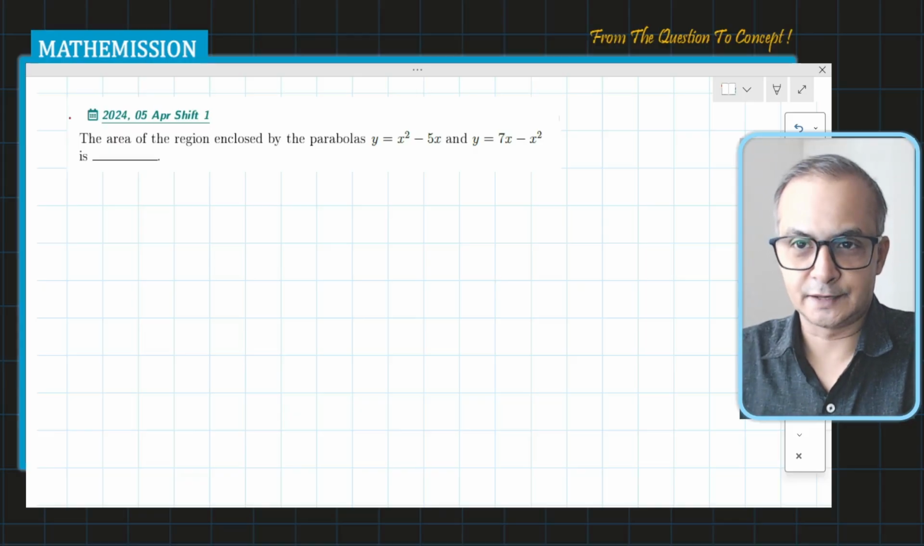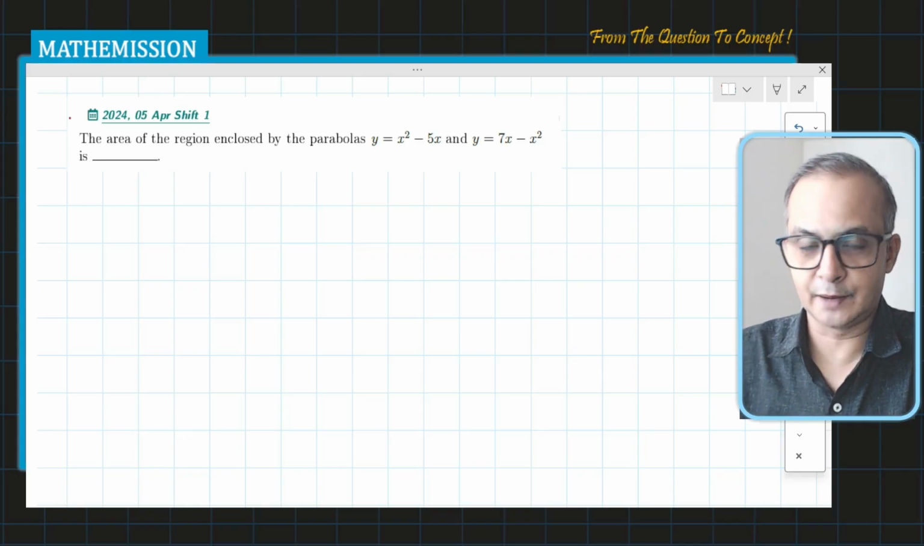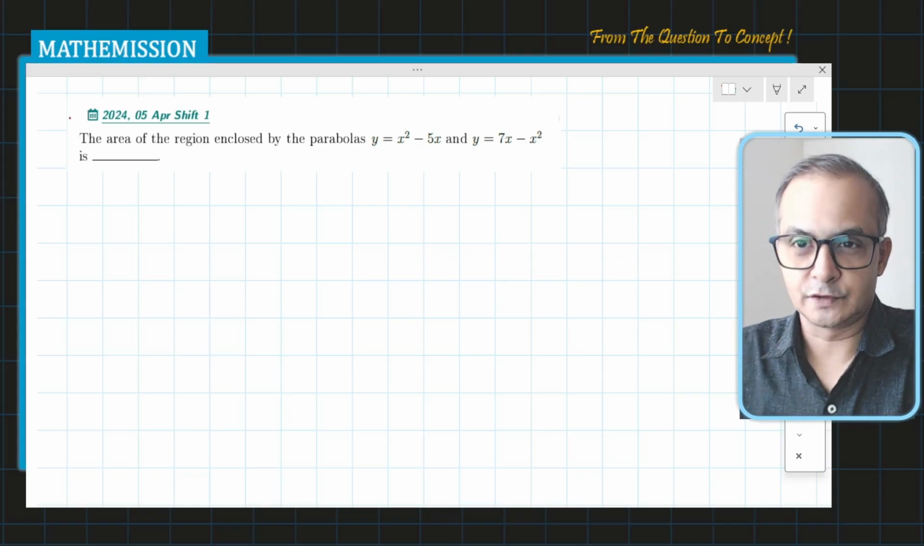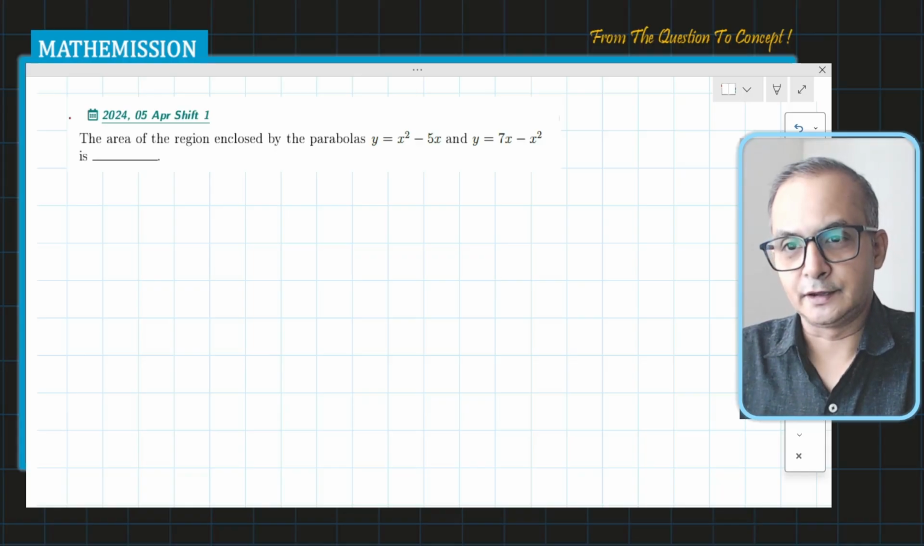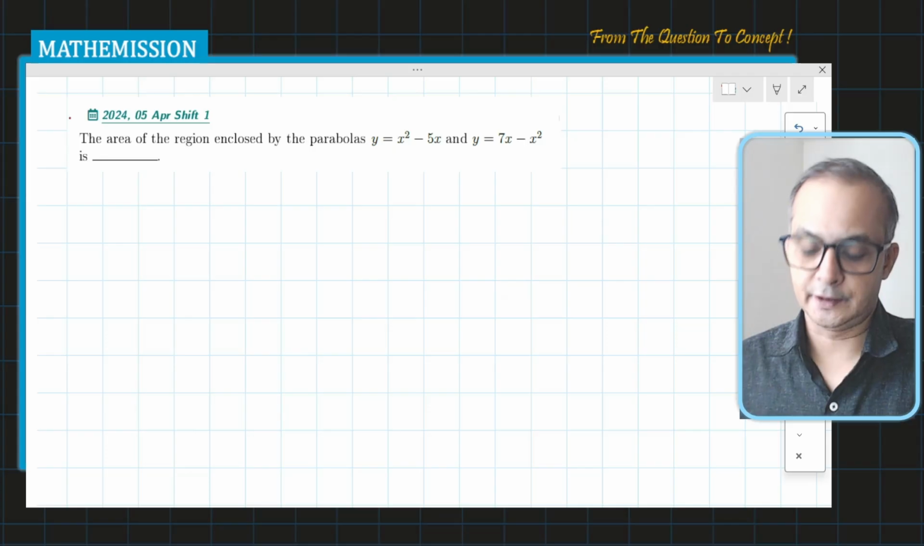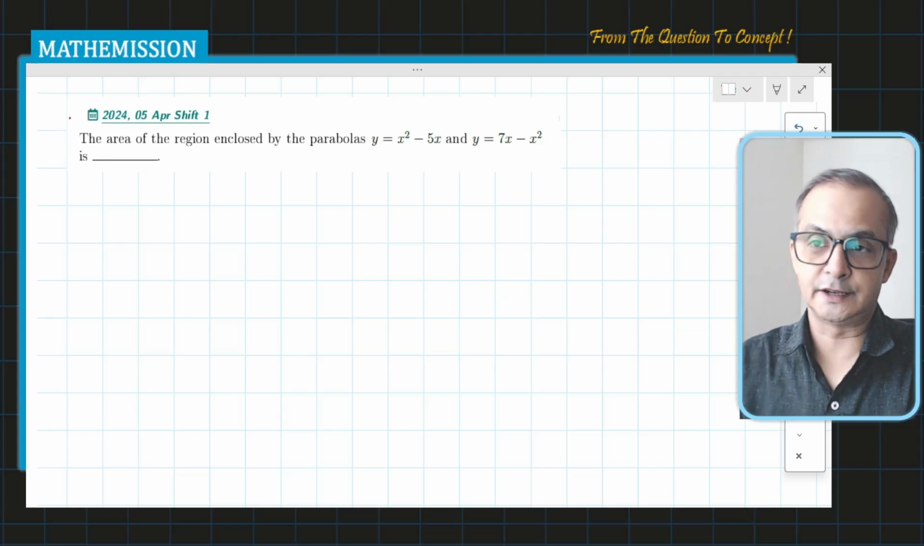So this is the setup, the question for the example: the area of the region enclosed by the parabola is given, and this is the question from JEE 2024 as you can see. So you know how to find the area between two curves, and for that we apply the integration technique.